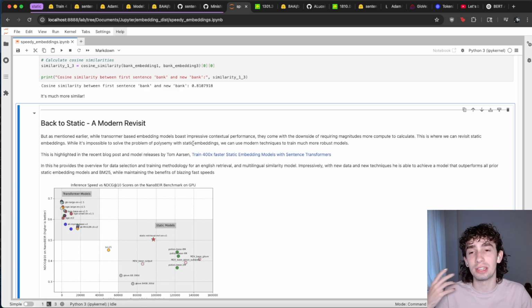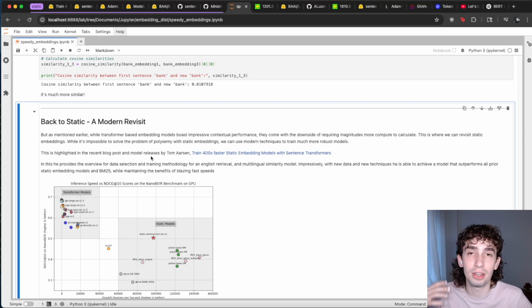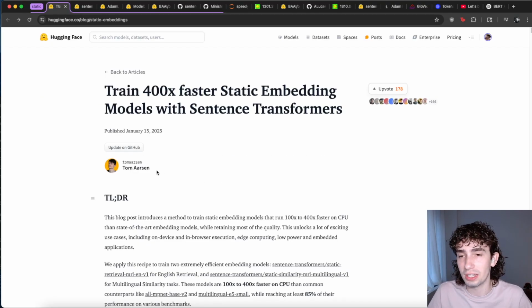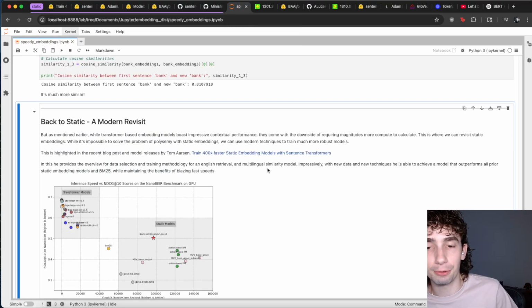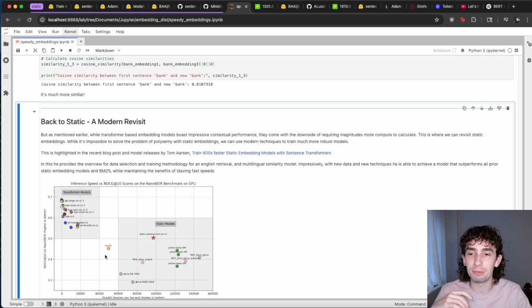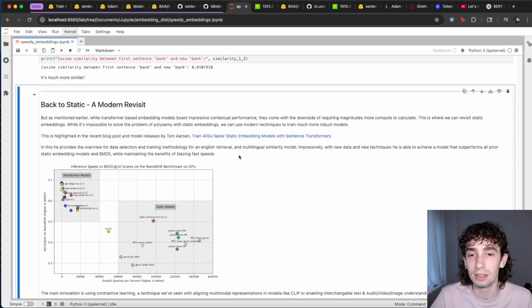This is where it is interesting to actually revisit static embeddings. And while it's unlikely to be able to push the higher end of transformer-based approaches with static embeddings, using some modern techniques, we can train a lot better models. And this was revisited in a major way by Mr. Tom Aarsen here, who applied some modern techniques and data to create a static embedding model that performed above the BM25 baseline and almost close to some of the performance of things like all-MiniLM-L6-v2. And of course, the biggest thing here is that all of this is able to be performed with incredible speeds of being able to do almost 100,000 queries per second.